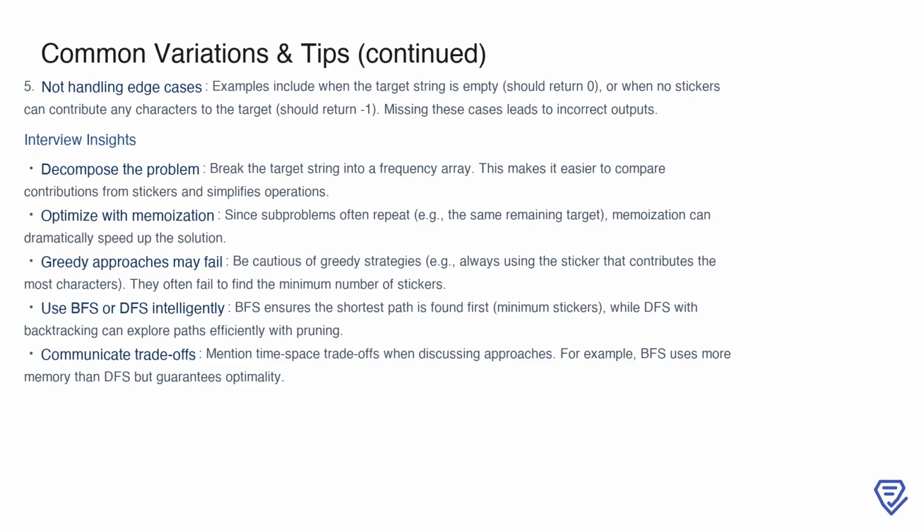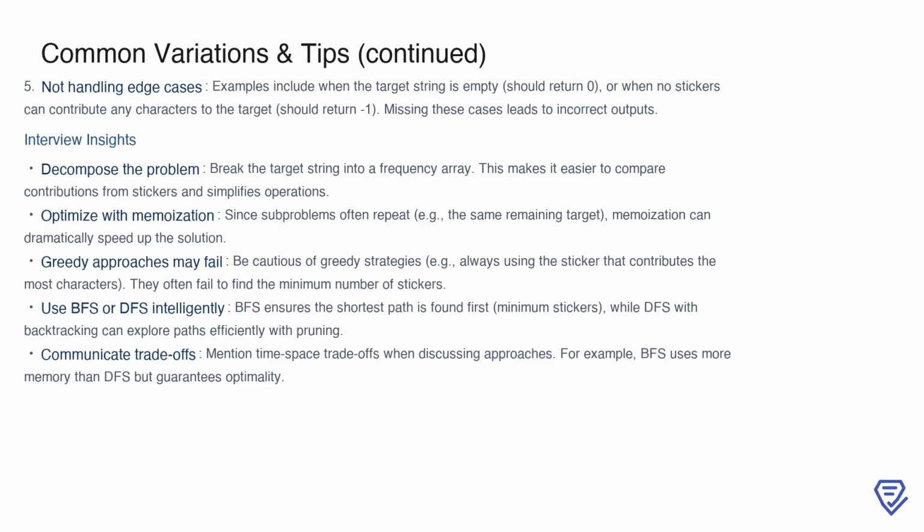In terms of optimizing the solution, decomposing the target string into a frequency array is a crucial step. This simplifies comparing contributions from stickers and makes operations more manageable. Memoization is another powerful technique, as subproblems often repeat. By storing results for previously seen targets, you can avoid redundant calculations and speed up the solution.